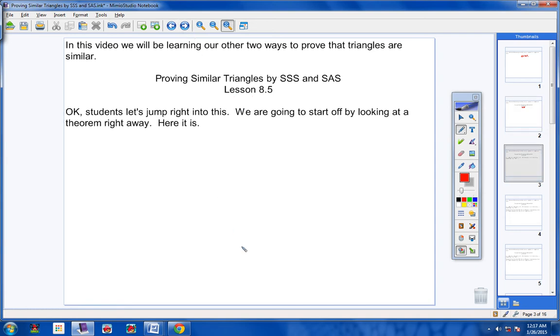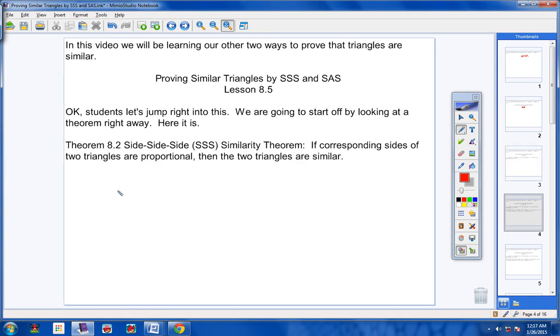Now, first of all, let's jump right into this, okay? No need to waste any time. We are going to start off by looking at a theorem right away. There are two theorems we'll be looking at today. Here it is, the first one. Please copy this in your notes. Theorem 8.2.